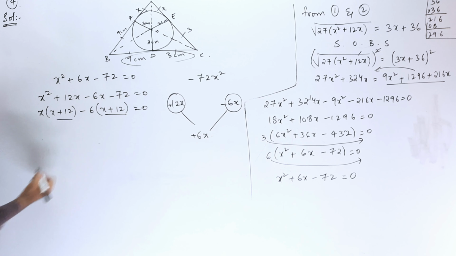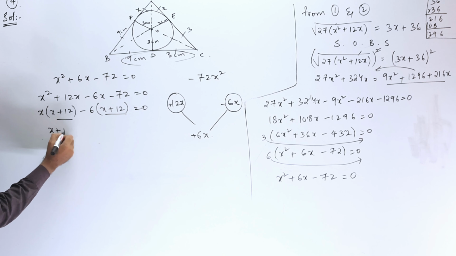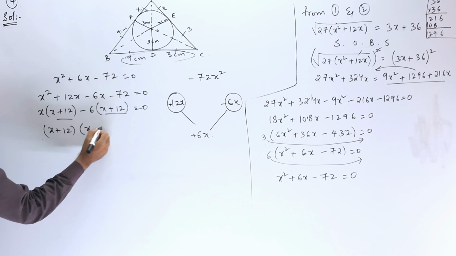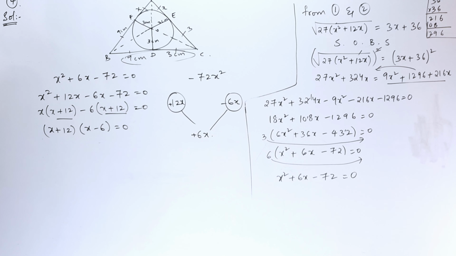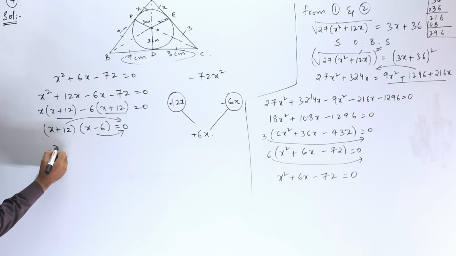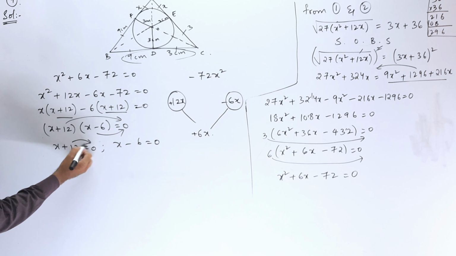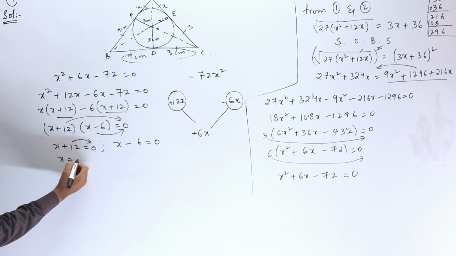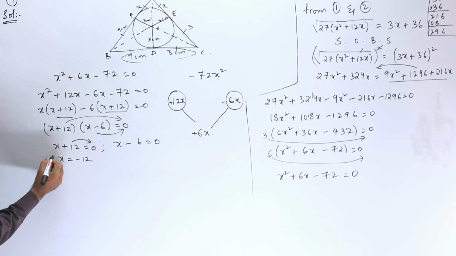Now x plus 12 is common. So x plus 12 and x minus 6 is equals to 0. Now compare it with 0. So x plus 12 is equals to 0. x minus 6 is equals to 0. 12 goes to that side, so it will become minus 12. Minus 6 goes to that side, it is plus 6.